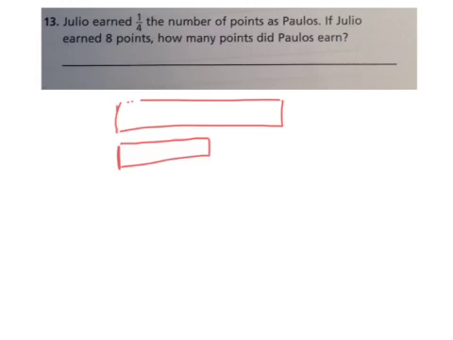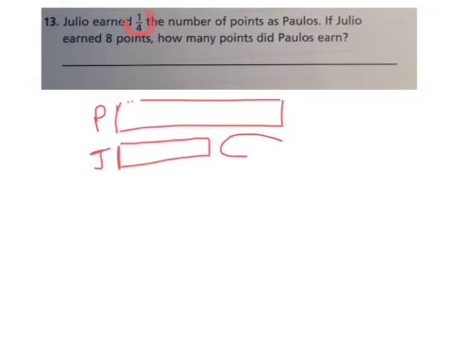Number 13 brings us back to about the first week of school where we had our comparison bars. It says Julio earned 1/4 the number of points as Paulos. Okay, so the first thing we want to do is say who earned more points. Well, if Julio earned 1/4 a fraction of the points, then Julio earned fewer points than Paulos. So Paulos earned more.